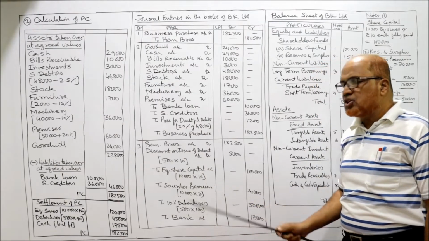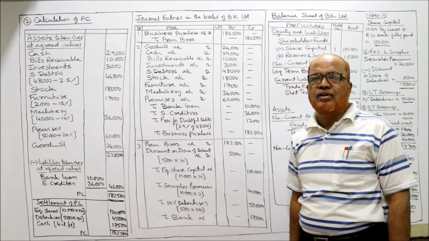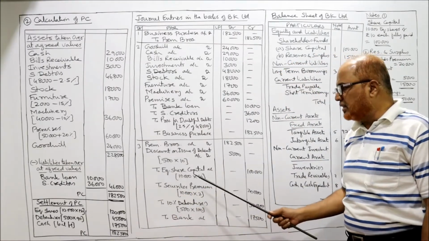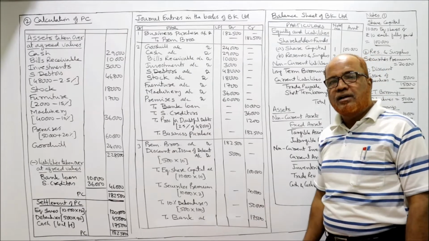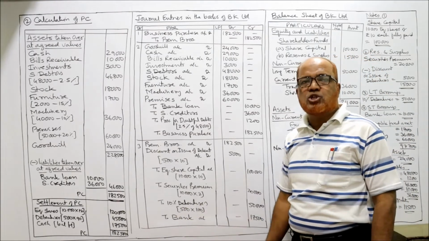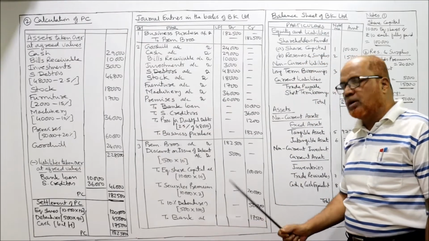To equity share capital. 10,000 equity shares are issued. The face value of each share is 10 rupees. So 10,000 into 10, 1 lakh rupees. Securities premium: a share of 10 rupees is issued at 12 rupees, 2 rupees premium. So 10,000 into 2, 20,000 securities premium.